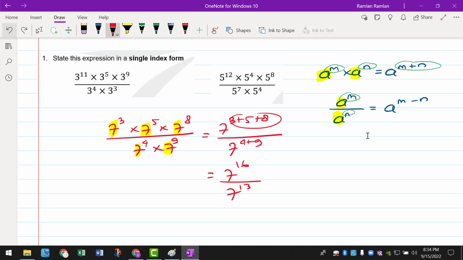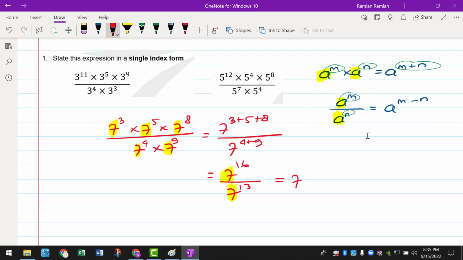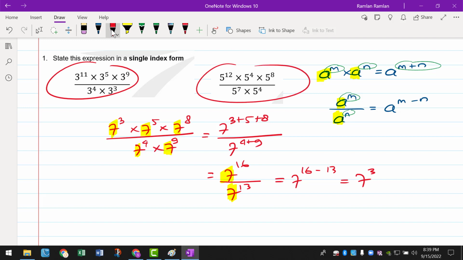Now again, we're not done yet because we still have the same base, and they're being divided, which means that we can use the second law. So that will be 7 to the power of 16 minus 13, and that will be just 7 to the power of 3. Now after you understand the concept, you can try to do these two questions using the same exact concept that I have just shown to you.